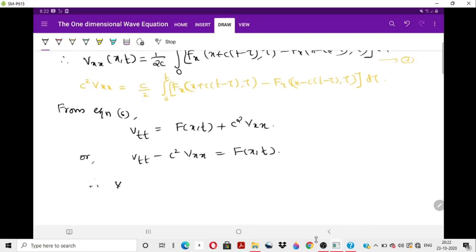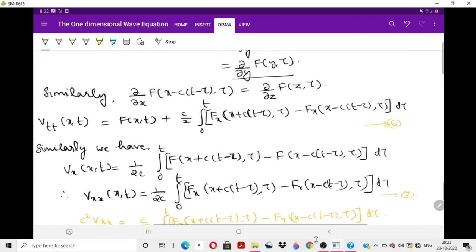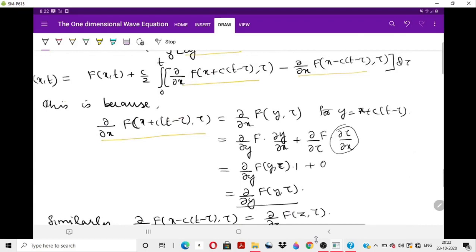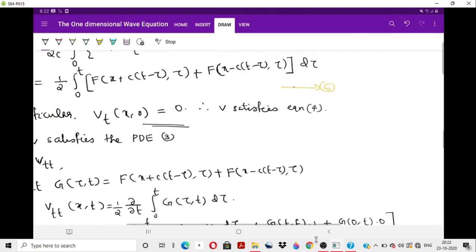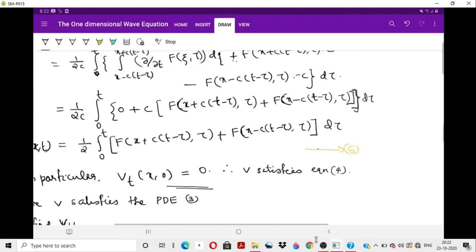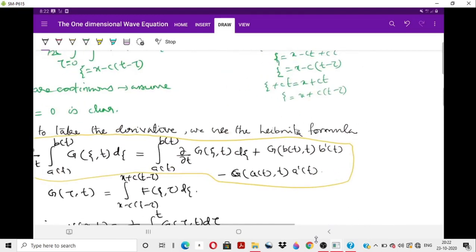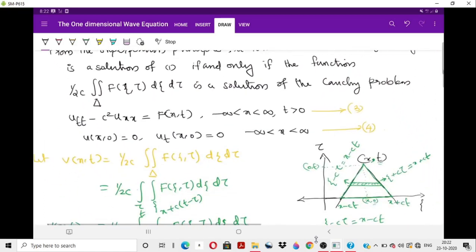Therefore, V satisfies the PDE given by equation number 3. So we have proved that V satisfies the PDE 3, and it also satisfies the initial data, that is V at x, 0 is 0, and also Vt at x, 0 equal to 0. Okay, so V satisfies equation number 3 and 4. V satisfies these two equations.